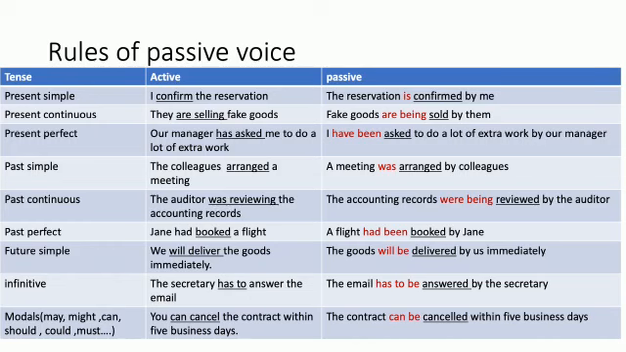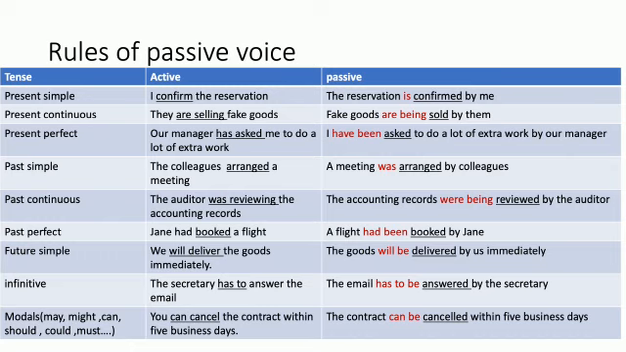So we move. We have also past perfect. Jane had booked a flight. A flight had been booked by Jane. Future simple, we have: we will deliver. You know that future simple always has will plus the verb infinitive, always the stem. We will deliver the goods immediately. The goods will be delivered by us immediately.